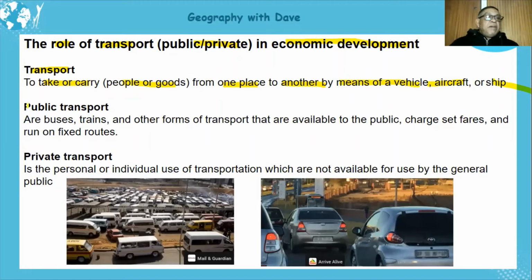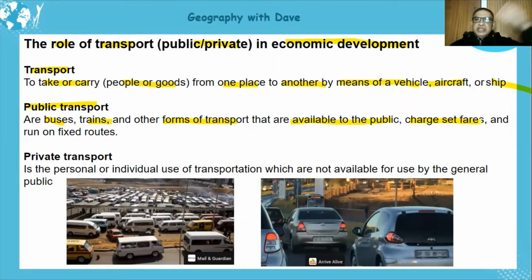Then we get public transport. They are buses, trains, and other forms of transport that are available to the public, charging set fees that you need.